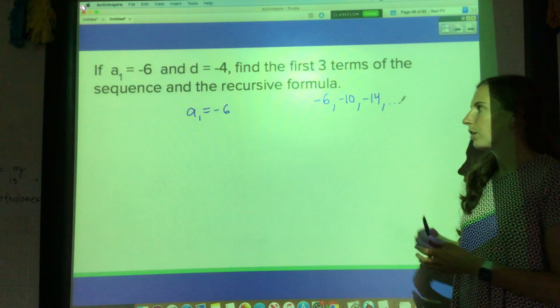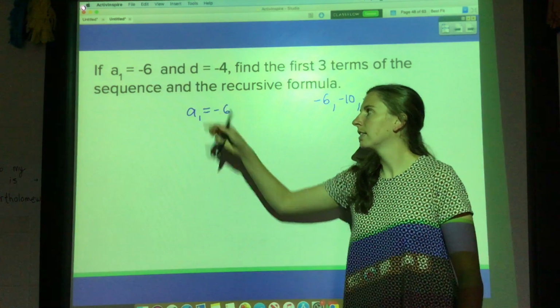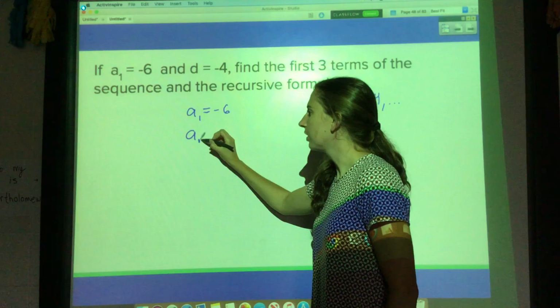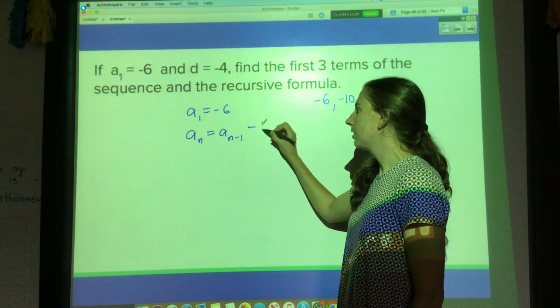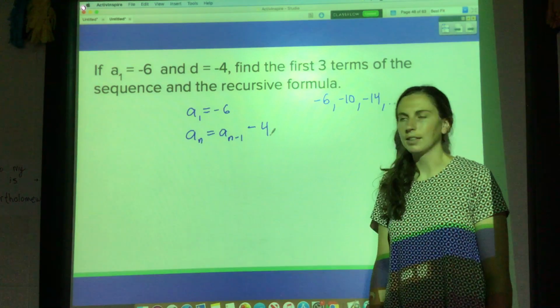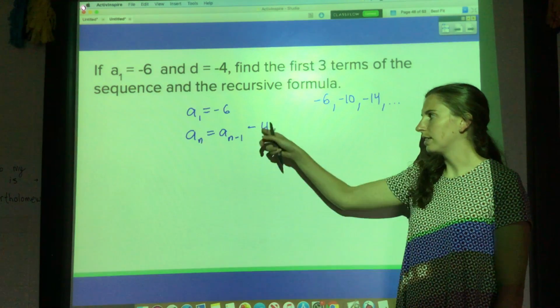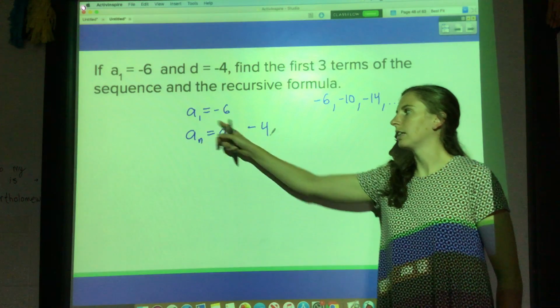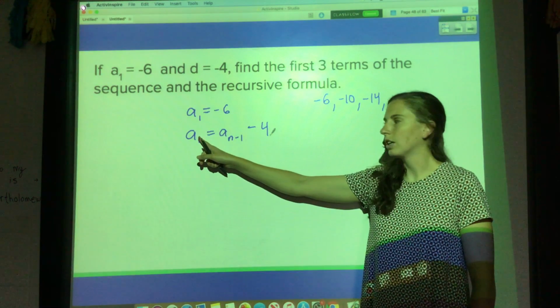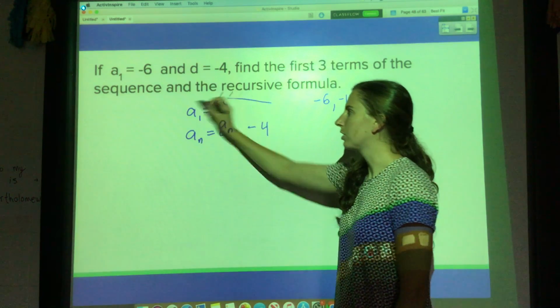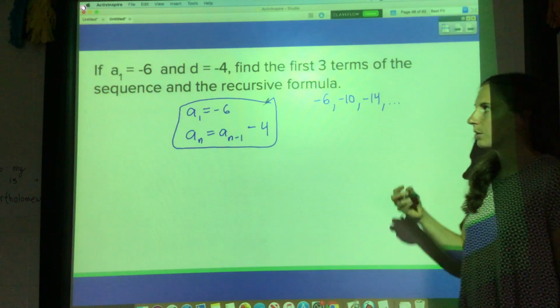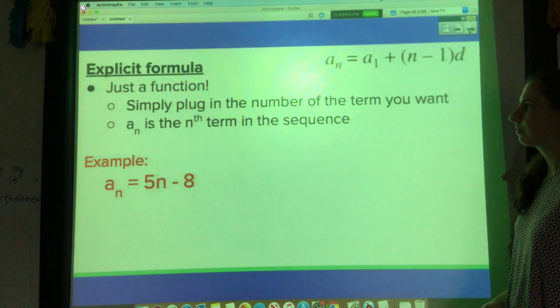Okay, so to write a recursive formula, again, you start with this, and then for any term after that, you just take the term before it and subtract 4. That's it. All you have to fill in is the D part, really. You can just leave this stuff. This says to find this term, take the term before it, and subtract 4. So this is my recursive formula. That's the first 3 terms of the sequence.